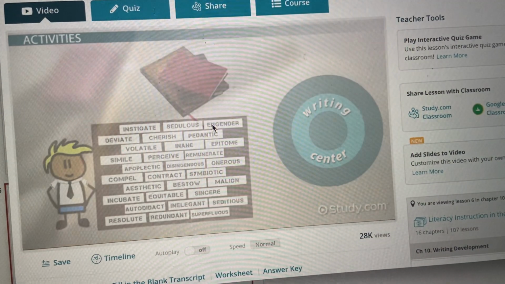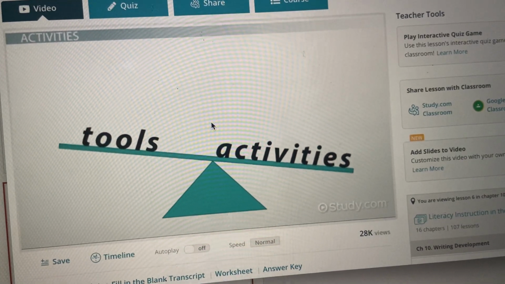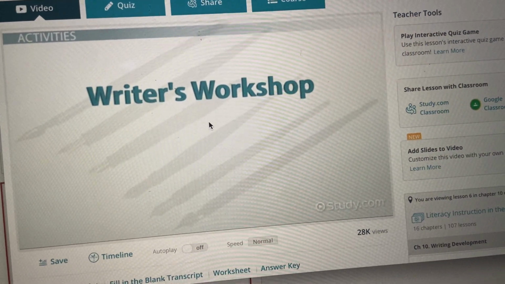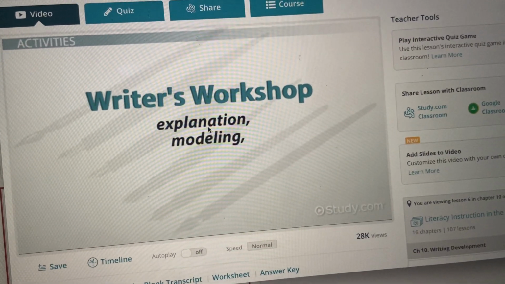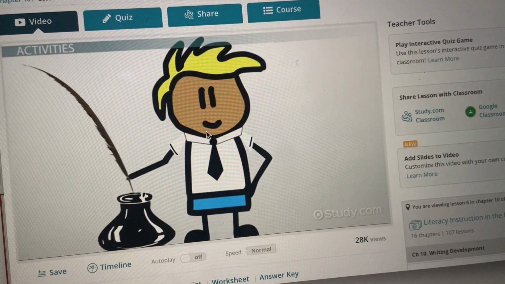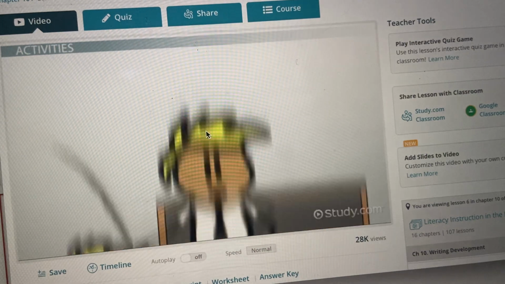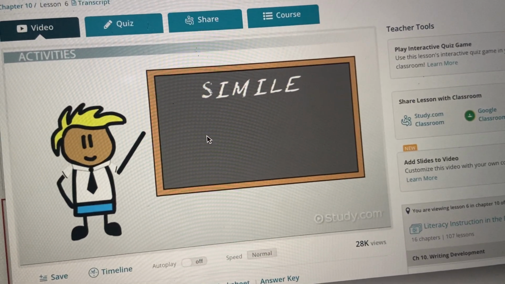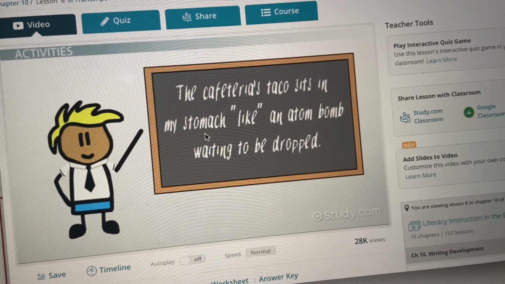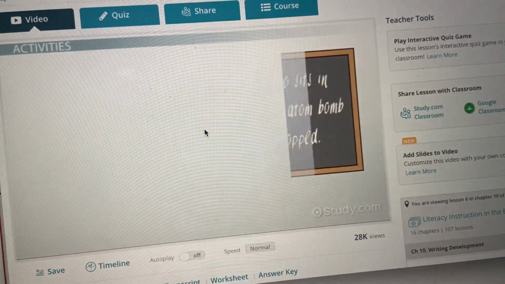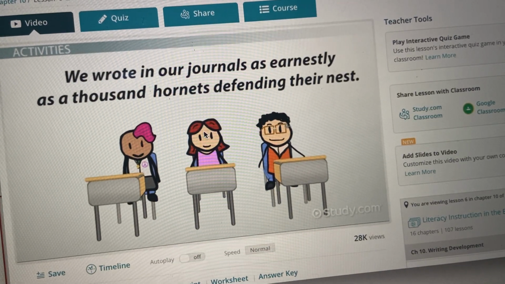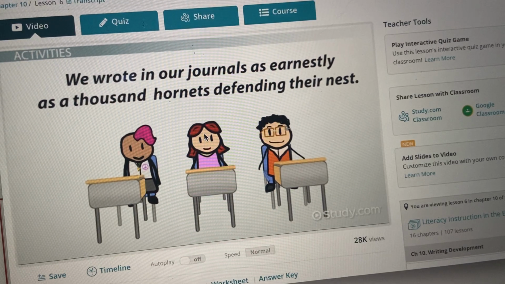But equally important are the writing activities that he chooses to use in his classroom. For example, a writer's workshop is a way of teaching writing through explanation, modeling, and practice of writing in all its varied forms. A writer's workshop is a great way for Josh to demonstrate how to be a writer. He can explain an element of writing, like using a simile, and then model it by showing how he would construct a piece of writing with a simile in it. Finally, he would have his students practice using similes in their own writing. This is a great activity to allow his students to learn how to become writers.